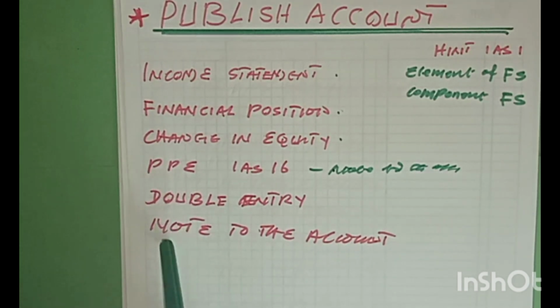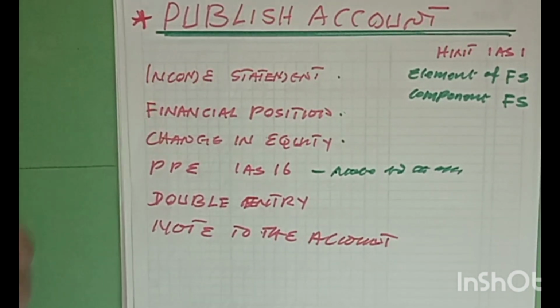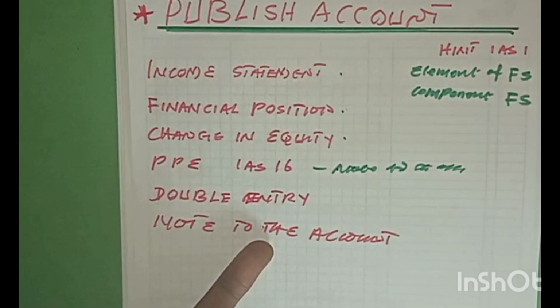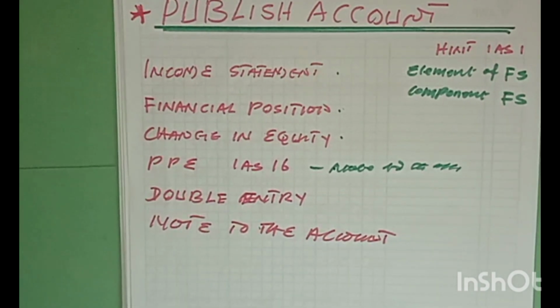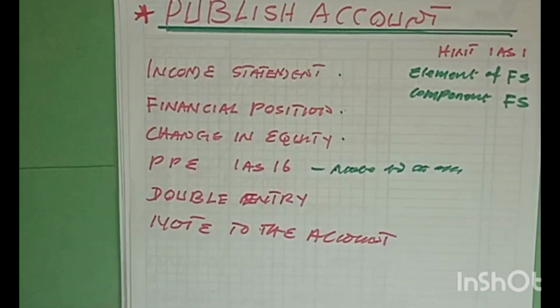Now your notes to the account: for everything you want to use to populate your income statement, your financial position, your change in equity, you must give a note on how you arrived at those answers, right? That is where your notes to the account come in. So they want you to have an overview idea of all this so that you could use it to prepare your published account.